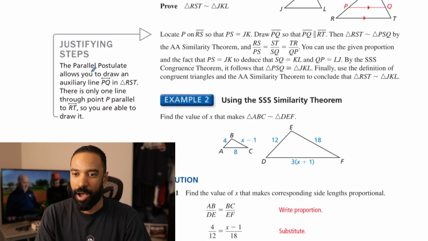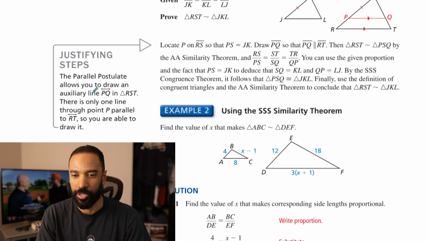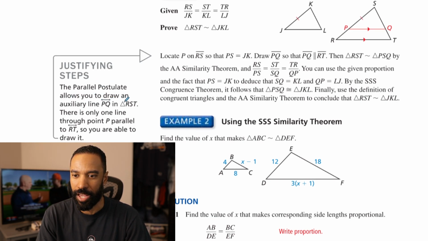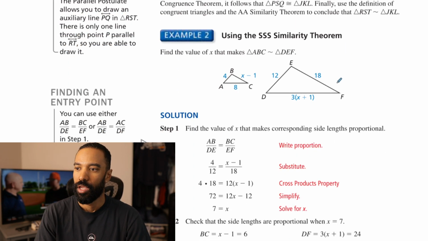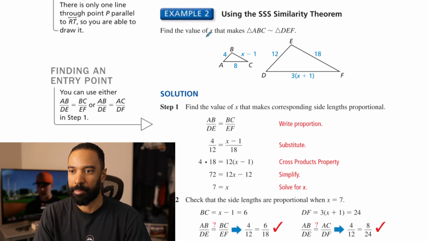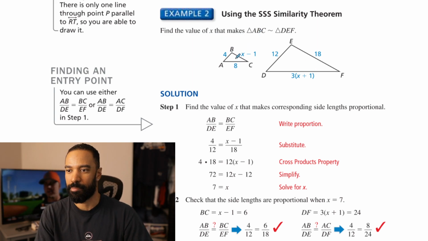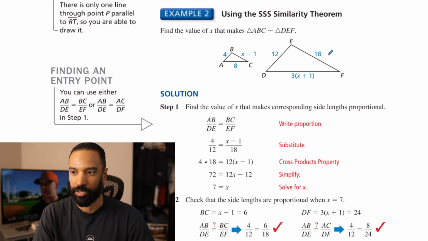They say the parallel postulate, here we go. The parallel postulate allows you to draw an auxiliary line PQ in triangle RST. There's only one line through point P parallel to RT, so you're able to draw it. So whenever you draw this, that's known as, not by construction, but the parallel postulate. Okay, using the side similarity theorem, they say find the value of x that makes triangle ABC similar to triangle DEF.